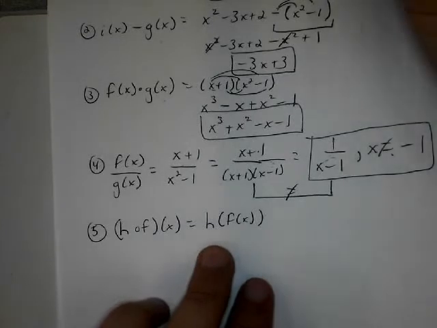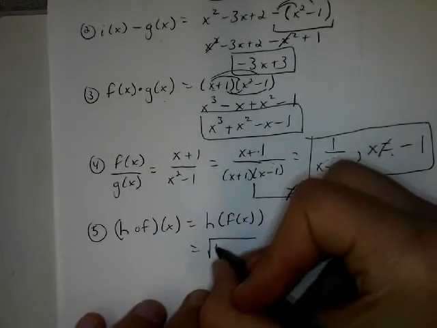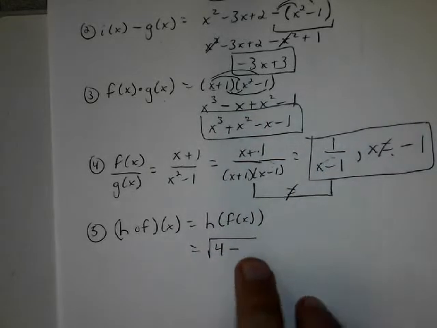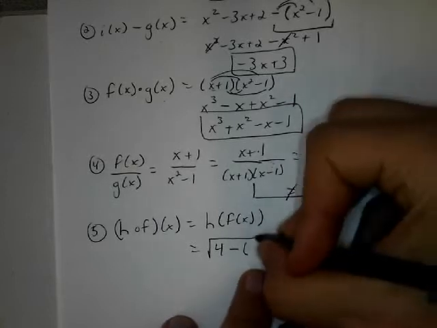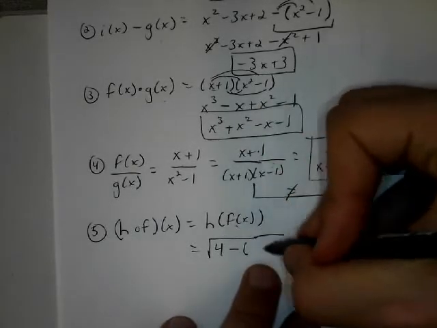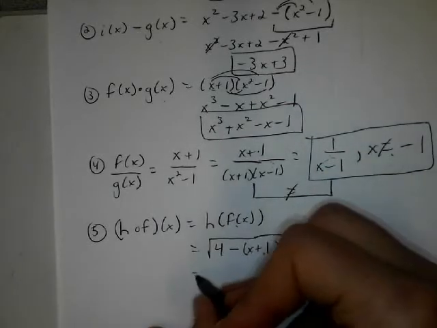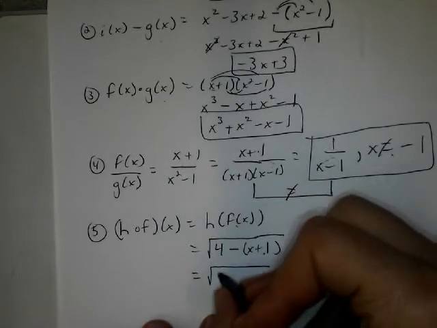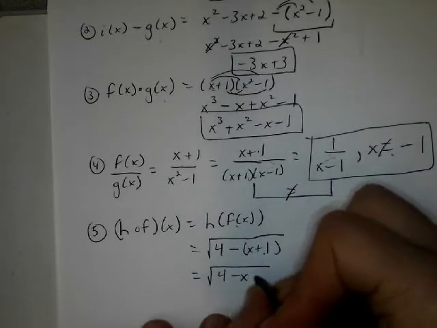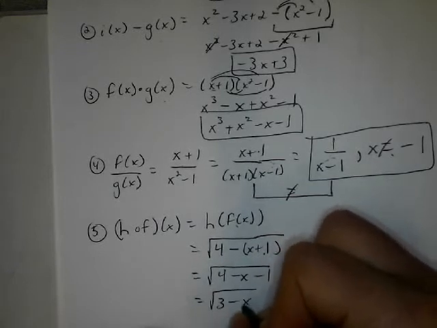So for example, h of x is equal to the square root of 4 minus the x value. That x value is f of x. So let's plug f of x in there. Therefore, we get the square root of 4 minus x minus 1, which is the square root of 3 minus x.